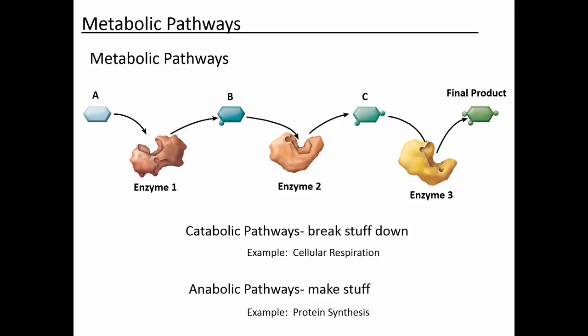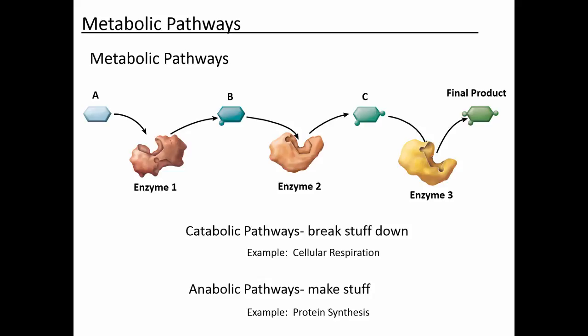The example that I have for a catabolic pathway up there is cellular respiration, and glycolysis is just one part of cellular respiration. Cellular respiration breaks down organic molecules, which releases energy, and this particular pathway uses that energy to make ATP. So catabolic pathways break stuff down, and these types of pathways often release energy.